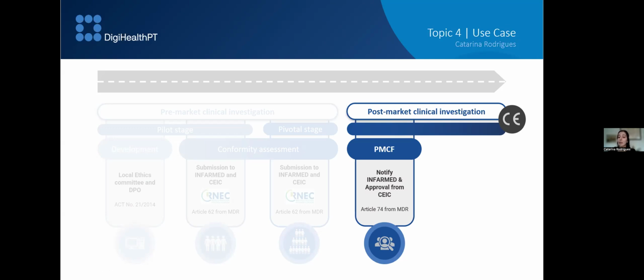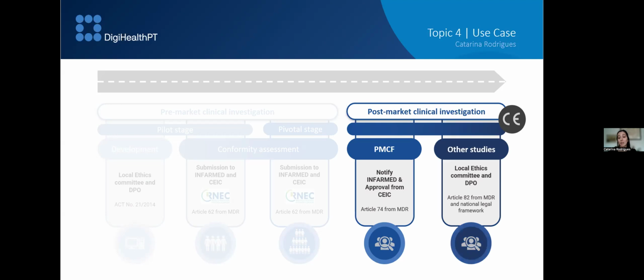But for example, if you want to assess the user experience and the feedback, you want to collect the feedback from the physicians or from the patients that use your software, you can perform a study that needs to be submitted to the local ethics committee where you want to implement the study and to the data protection officer.